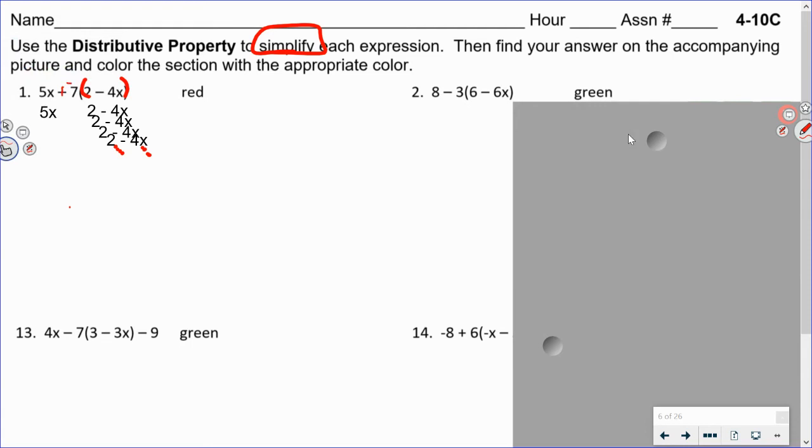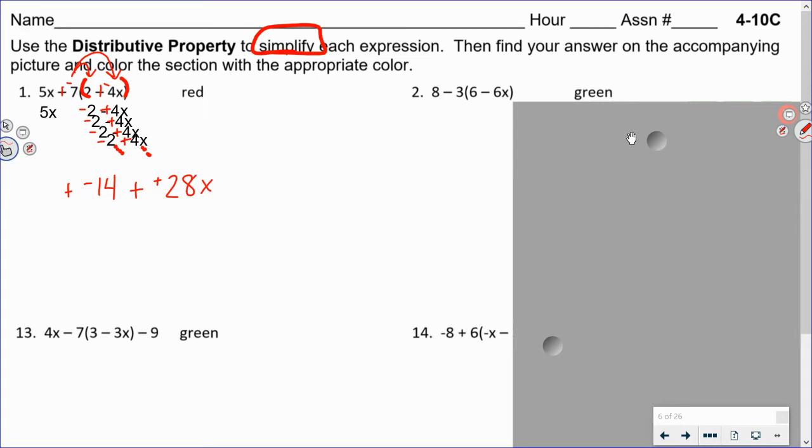I'm going to change this, and then what does that do? So all those positive 2's, we don't want 7 groups of positive 2's. We want the opposite of 7 groups of positive 2's, which means that would be a negative 14. And all those negative or minus or subtract 4x's, we want the opposite of all that, which changes those to a whole bunch of positives. In fact, 7 groups of 4x's would be 28x's.